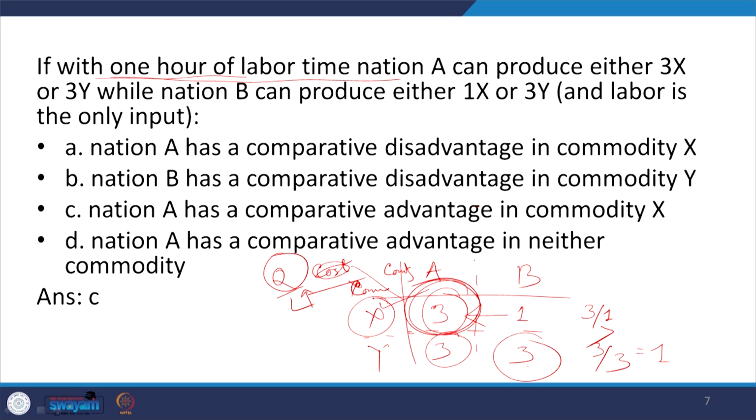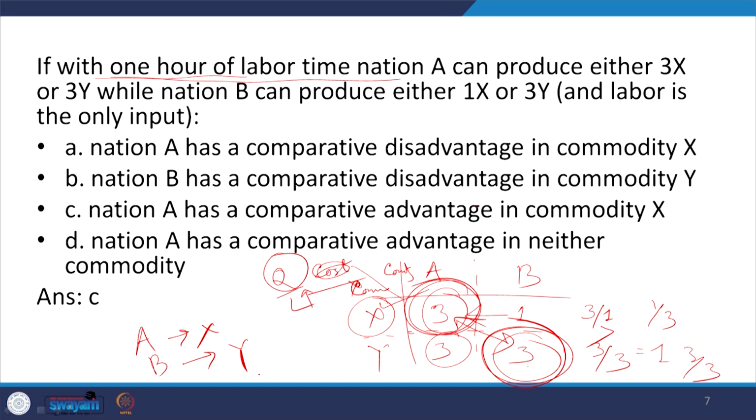Now, in reverse, what you do is 1 upon 3 and 3 by 3. So, country B is very expensive, I mean very less productive, to produce commodity X. So, certainly for international trade, country B should choose to produce commodity Y. So, there should be mutual possible trade. So, country A should produce X comparatively, country B should produce Y comparatively. So, there will be possibility of comparative advantage.